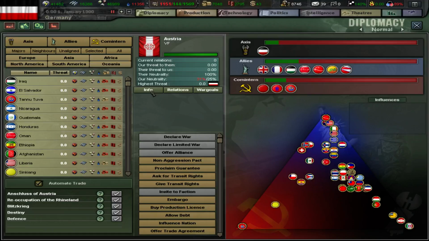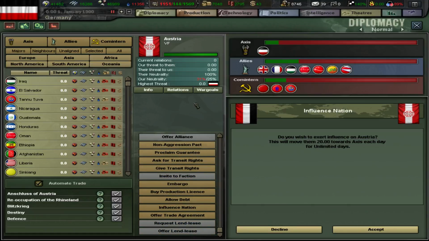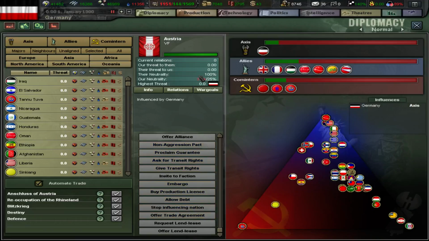Now there is one other option: Influences. This will be who we're currently influencing into our faction. So if I currently did, because we're going to do a couple things right now actually. We already made the trade. We're going to influence them right now. So it tells you right here, right? Do you wish to exert influence on Austria? This will move them 20 towards Axis each day for unlimited days. Accept.